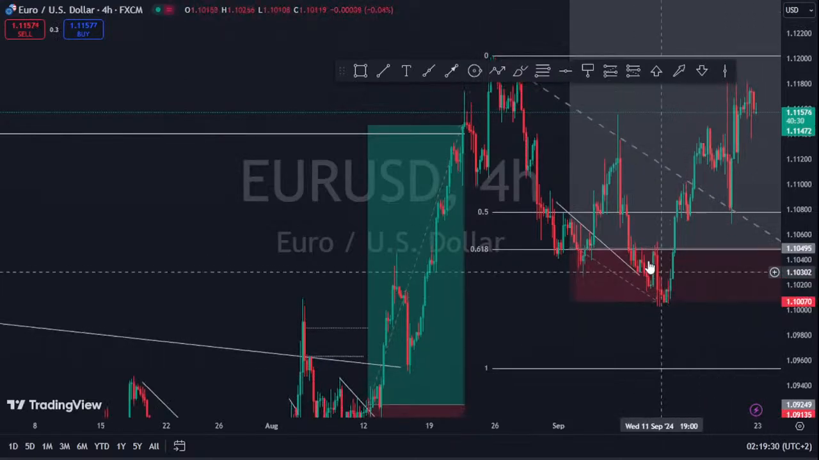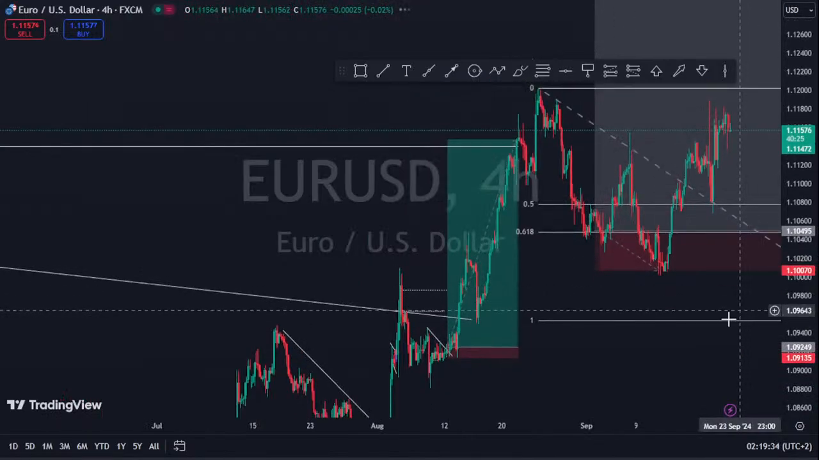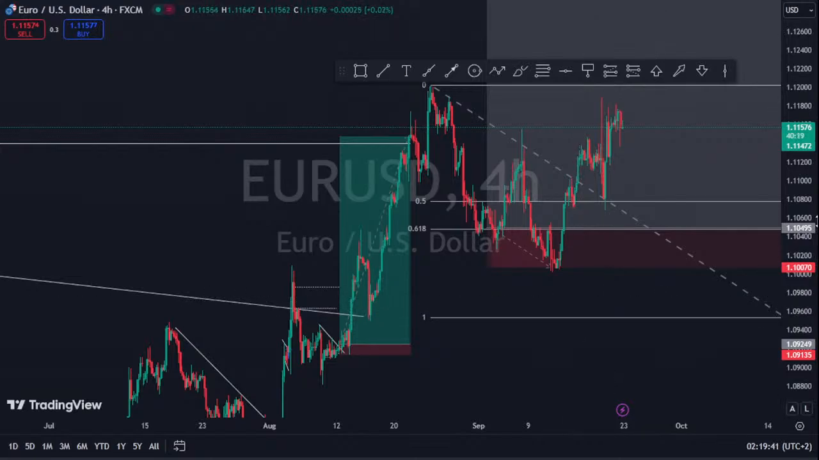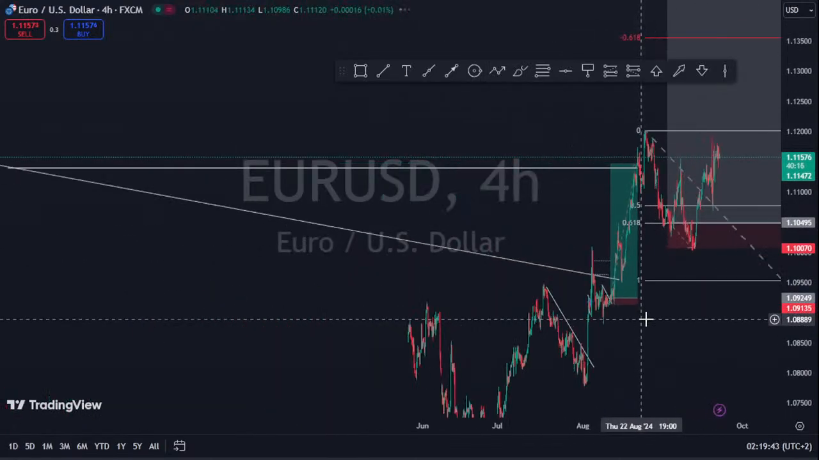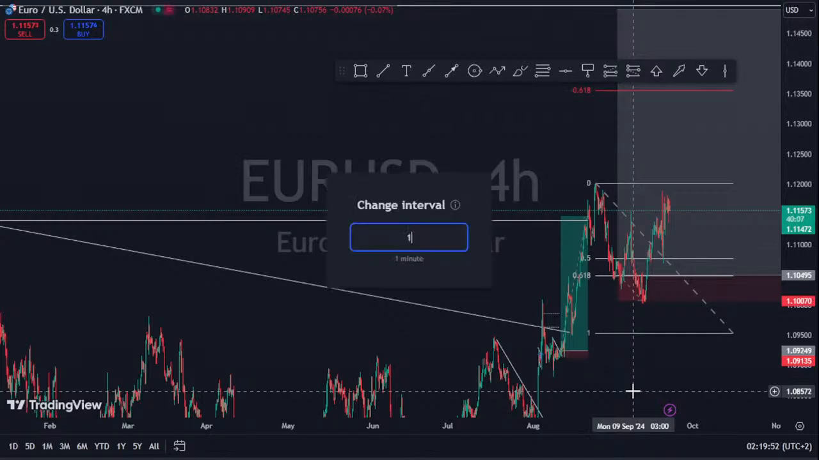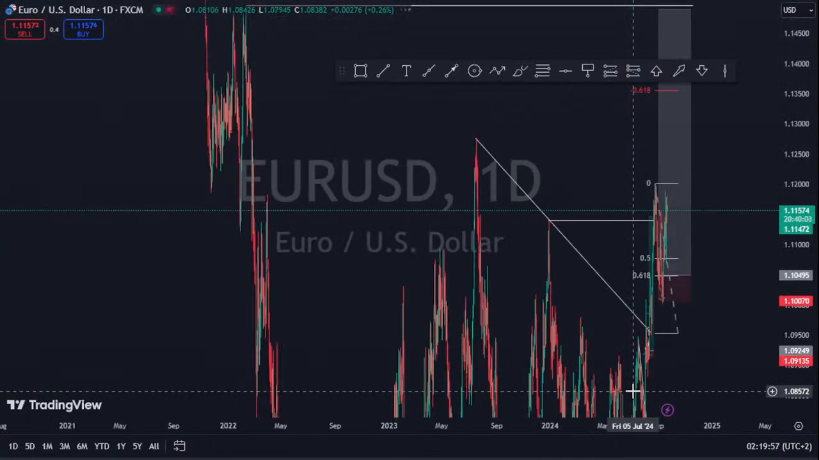Let's talk about pairs. Let's continue where we left off. So now we are on Euro USD. I'm just going to give you a little bit of what I see on USD JPY. On Euro USD, possibly let's take it to a daily time frame so that I can speak about it on a higher time frame, so that we can see where the price is heading.